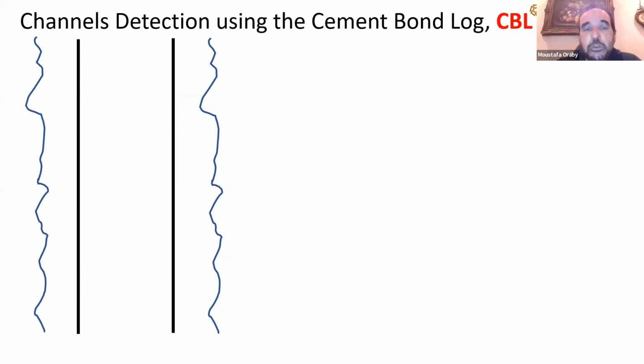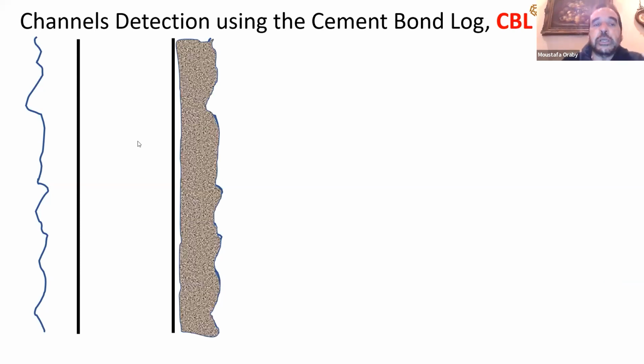Now, one of the things that we like to do is to detect this. How can we detect this issue? The most common tool that we all use after cementing is called CBL, or Cement Bond Log. The Cement Bond Log is a very important log that we run after we do the cementing. This is very critical to understand the situation and see how the bonding between the cement and the casing and formation exists.